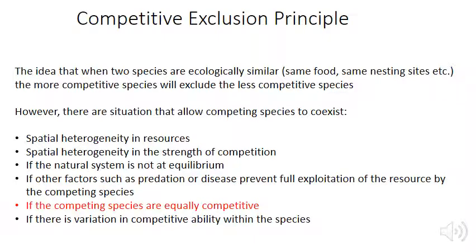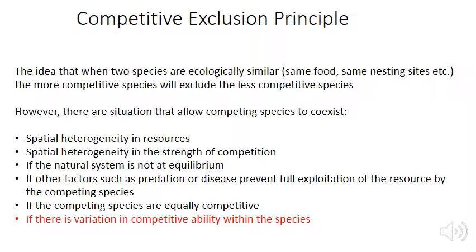So another mechanism would be competitive equivalence. So this is where two competing species are equally competitive. So in that case, the outcome of the competition is unpredictable, but on local scales, probably one species will outcompete the other and drive it locally extinct. But that will occur with the other species coming out on top in other areas. So on the landscape scale, those two species are going to be able to coexist.